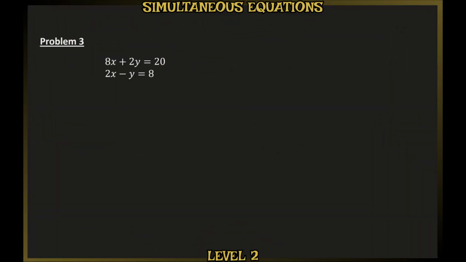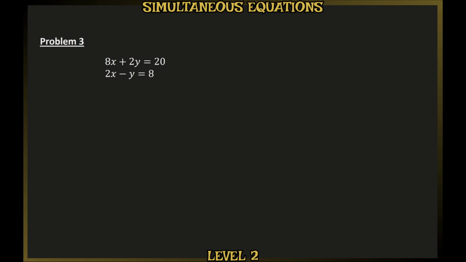In problem 2, we're solving 8x plus 2y equals 20 and 2x minus y equals 8. Again, to solve these equations, we need to eliminate either the x's or the y's, and to do this we need the same number of x's or y's in each of the equations. So at the moment we don't have that, and we've actually got a couple of options here.